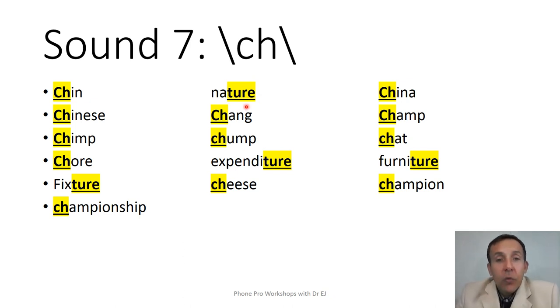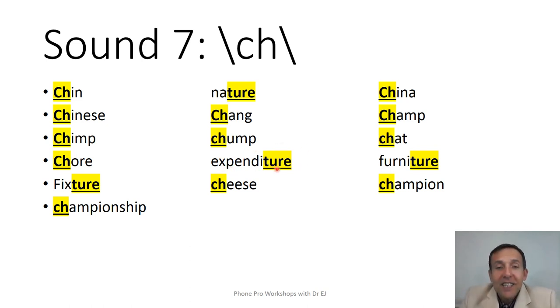Oh! Here we have a very nice surprise. Take a look. T-U-R-E, like here. T-U-R-E. If we said this chur, fixture, how do we say this? Yes. We say it nature. Nature. Okay. Chang. Chump.